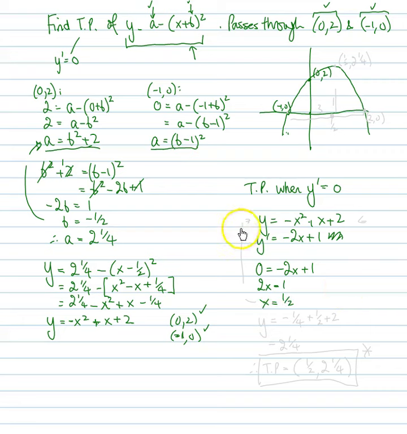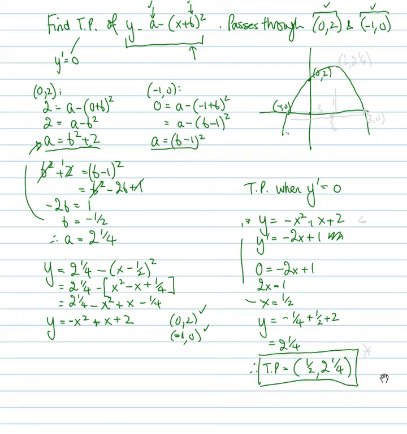Plug that x equals a half back into the function. Then y equals minus a half squared, so it's minus a quarter here, plus a half, plus 2. Minus a quarter plus a half is a quarter, plus 2 is 2 and a quarter. Therefore, the turning point is x equals a half, y equals 2 and a quarter. Okay, so that's the answer.